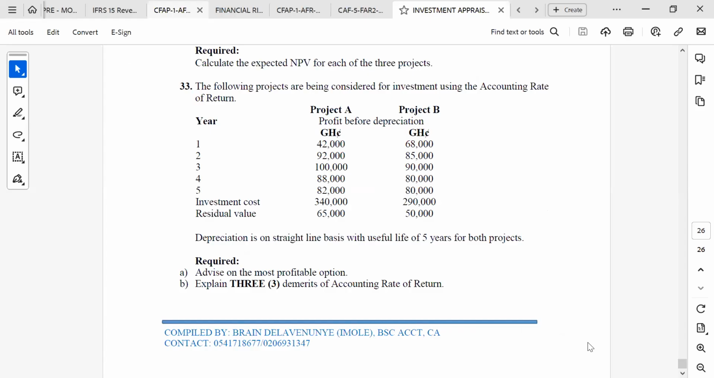Let's look at the investment cost here. The cost of the asset is what? 340,000, isn't it? Okay. Our scrap value is 65,000. So annual depreciation will be 340,000 minus 65,000 divided by 5. What will be the annual depreciation?